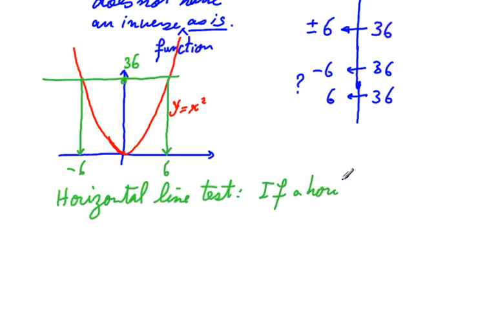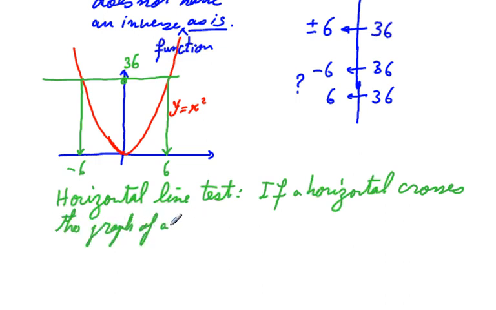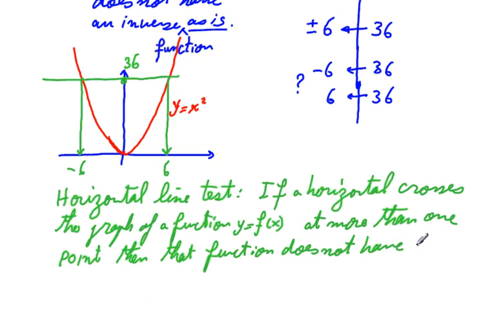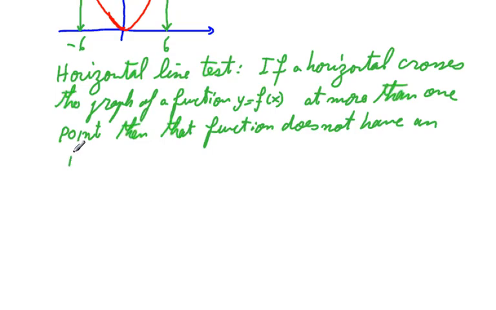If a horizontal line crosses the graph of a function y equal to f of x at more than just one point, then that function does not have an inverse function. Let's put it in parentheses.